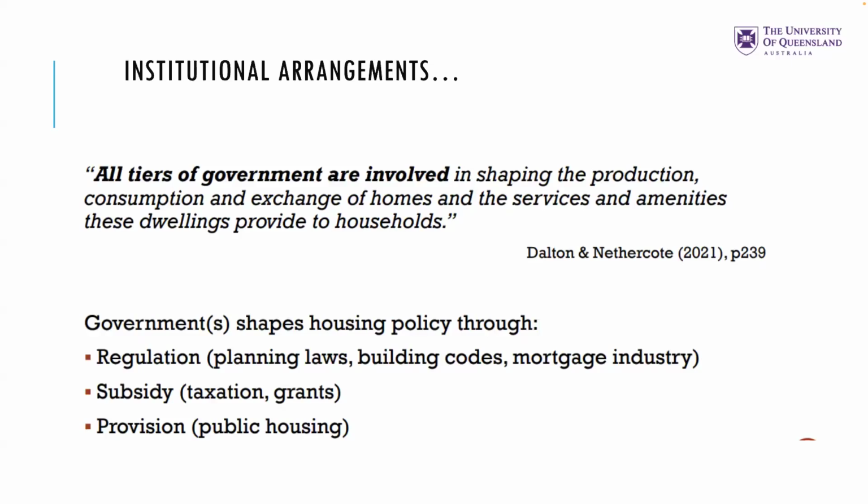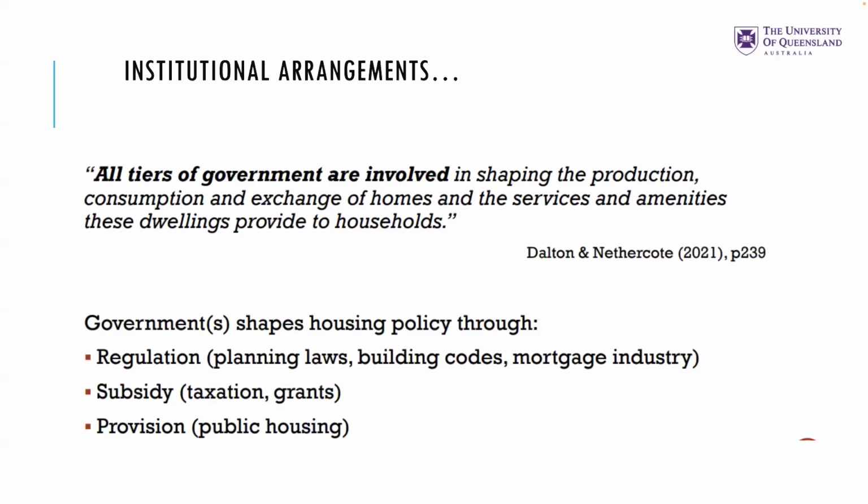So also important to consider here is how government gets to shape housing policy. Actually, government gets to shape housing policy in three main ways. One is regulation, and that involves planning laws, building codes, the mortgage industry, and all the other aspects related to regulation, and making sure that current housing practices are following the regulations and laws in place.